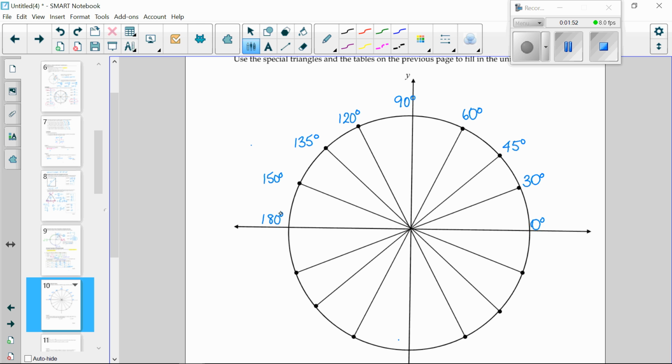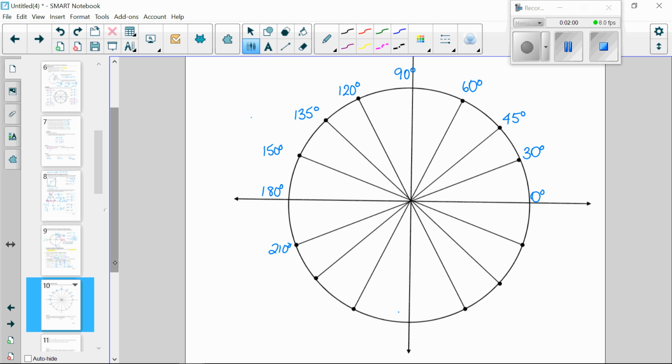Okay, so now I am adding 30 degrees to 180, so it's going to give me 210. And then I've got 225. Add 15 again, and I get 240. And here I'm going to have 270. Add 30, I get 300. Add 15, I get 315. Add 15 again, and I get 330. And here I'll have 360 degrees.